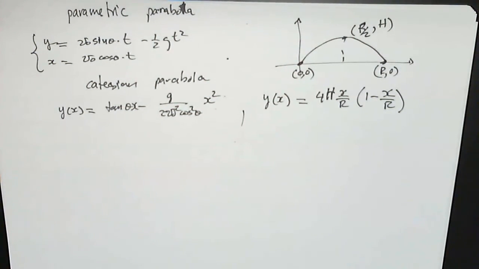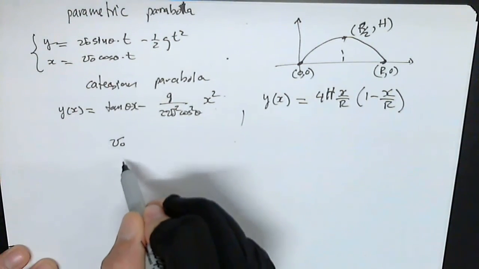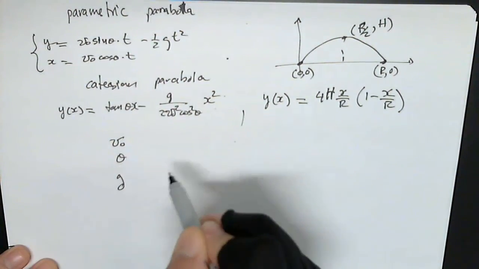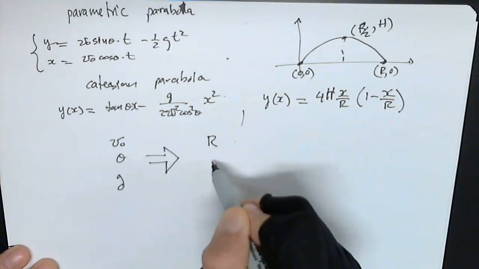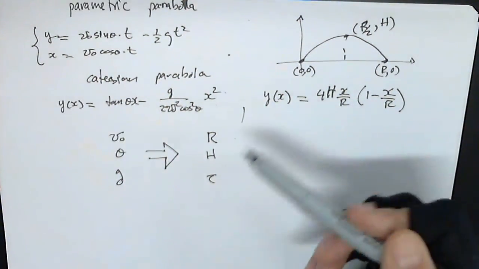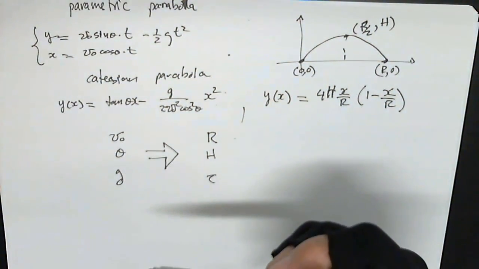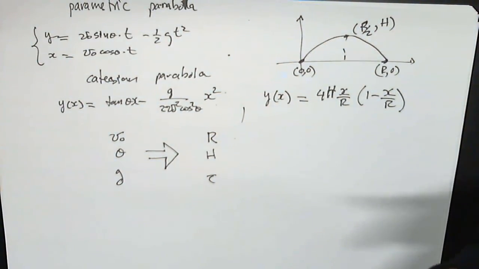So this is it for the video. So you have to see it this way. If you have initial velocity, angle, and g, you can put them in terms of r, h, and tau. So you got 3 parameters. Here you have 3 parameters. So everything is consistent in one way.